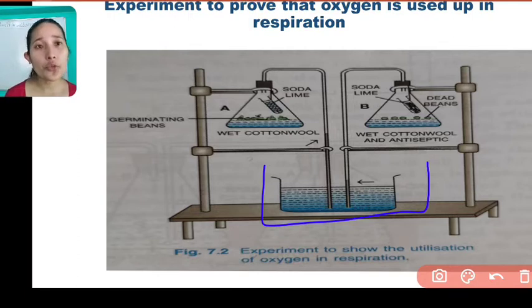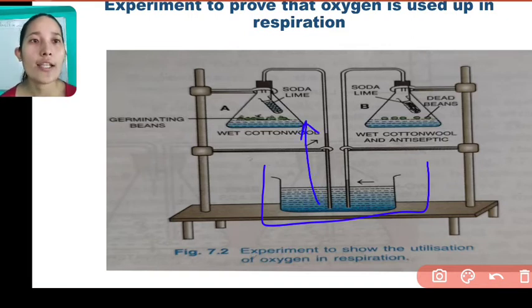After a few days, what you would observe is that in the delivery tube connected to setup A, there would be a rise in the level of water. You can see here in the experiment also, there is a rise in the level of water. But in the delivery tube connected to B, even if there is a rise, it will be a slight rise in the level of the water, but as compared to A, it is very less.